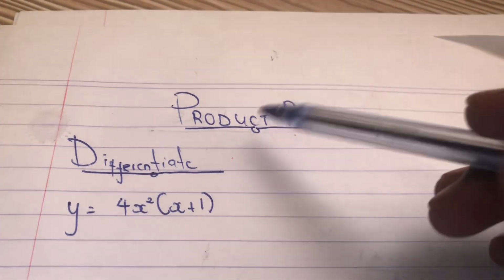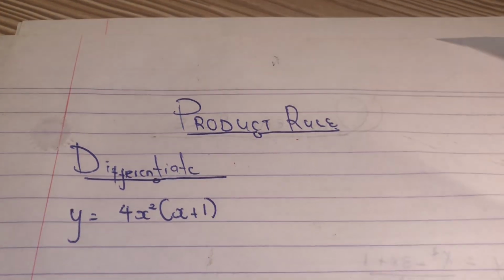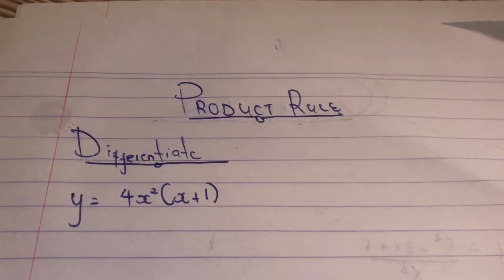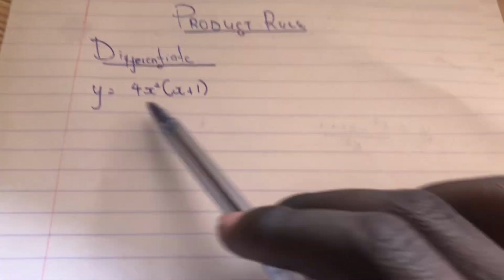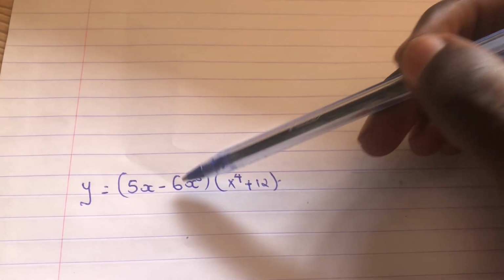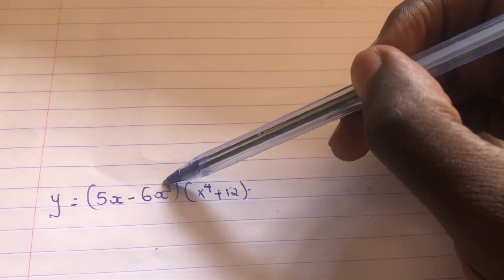Everyone, we are going to look at the product rule and how it is used, and you're going to master it. The product rule applies to questions like this that involve multiplication. They tell you to differentiate an expression that is multiplying like this.